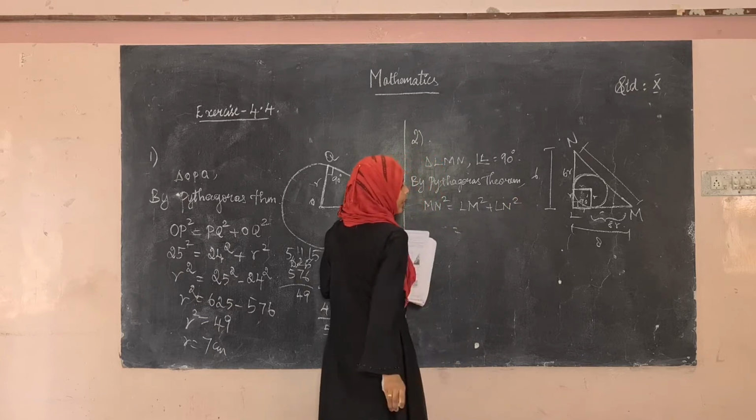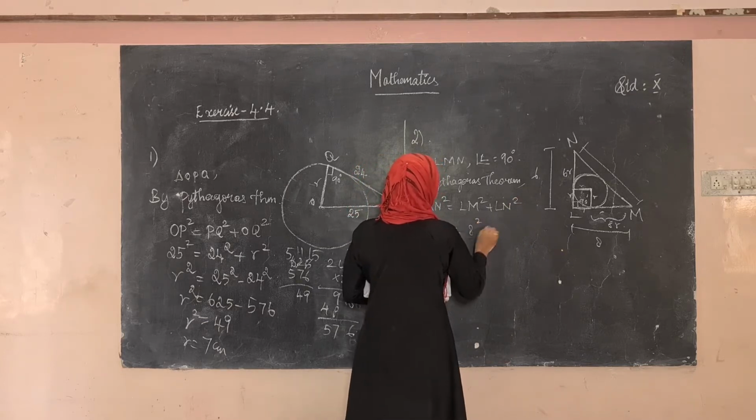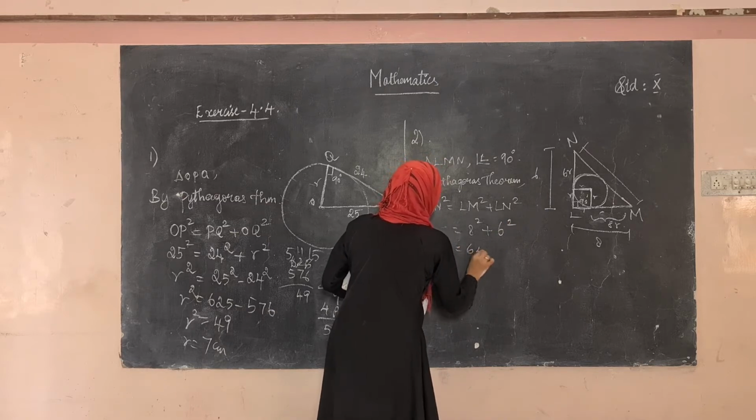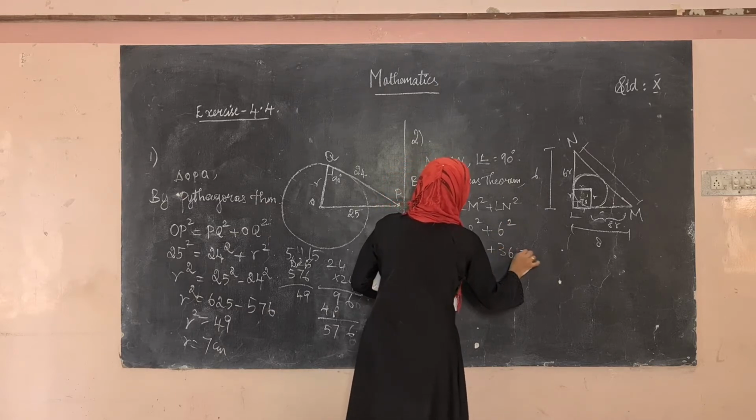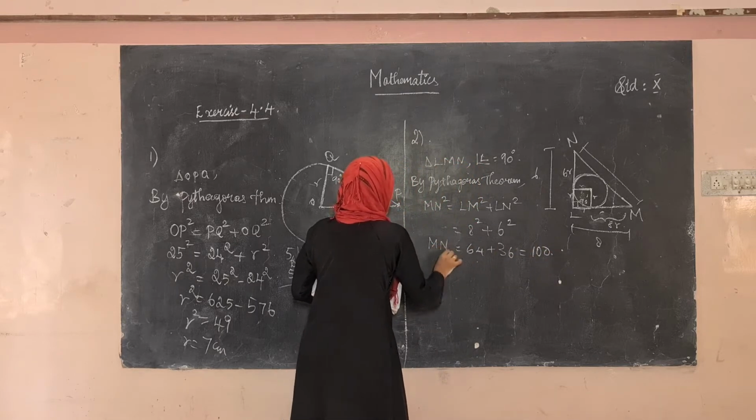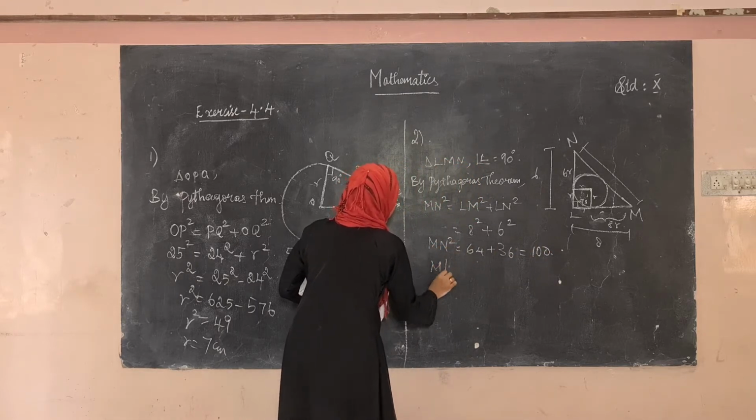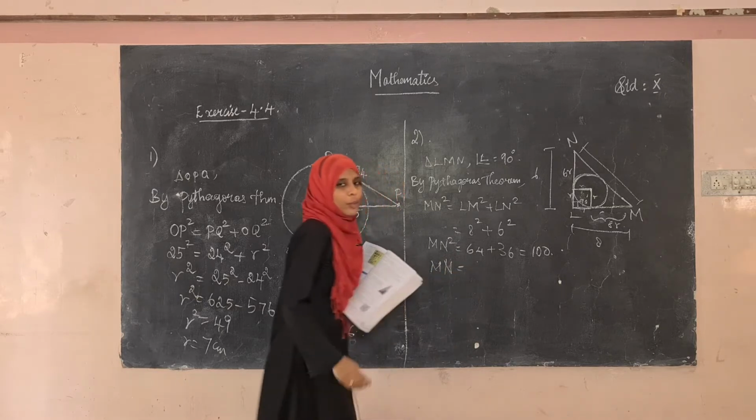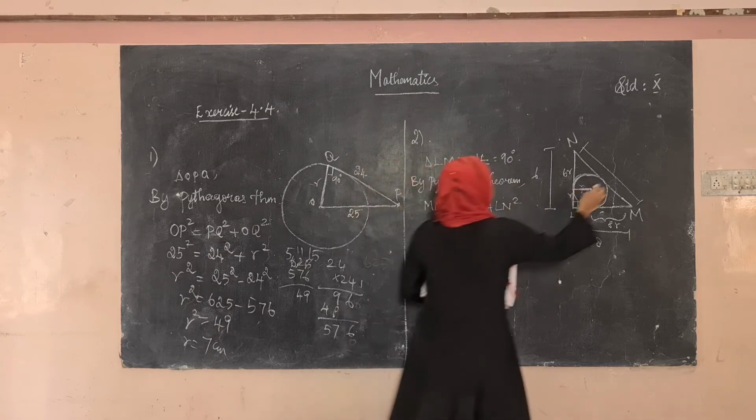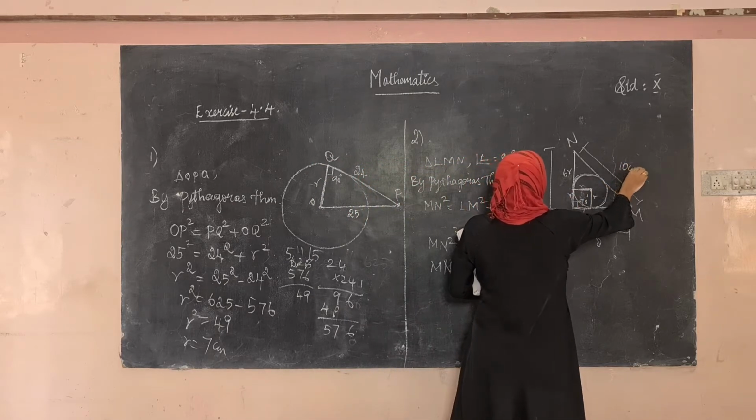So what is the value of LM? It is 8. 8 square plus LN is 6, 6 square. 64 plus 36, which is equal to 100. See here, MN square is 100. What's the value of MN then? Taking square root on both sides, we will be getting MN is equal to 10 centimeter. Okay, so this is 10 centimeter.